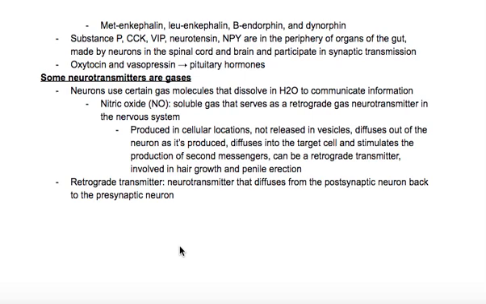It is a soluble gas that serves as a retrograde neurotransmitter in the nervous system. It is produced in cellular locations instead of being released in vesicles. It just diffuses out of the neuron as it's produced, and it diffuses into the target cell and stimulates the production of second messengers, and it can be a retrograde transmitter. Nitric oxide is mostly involved in hair growth and penile erection. A retrograde transmitter is a neurotransmitter that diffuses from the postsynaptic neuron back to the presynaptic neuron.